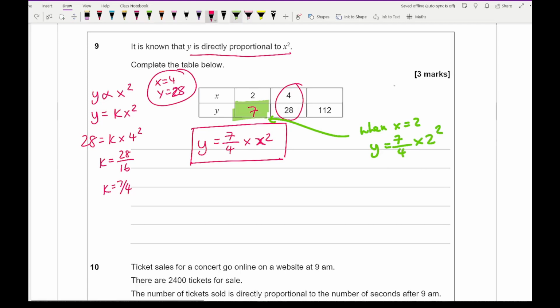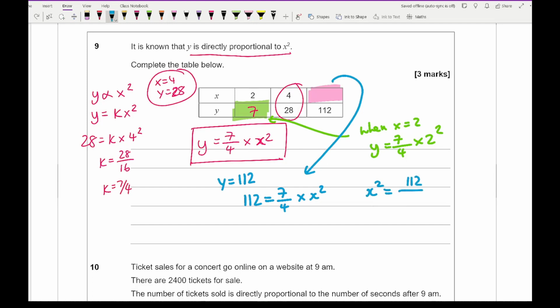Then for this number here, I get when y equals 112. So 112 equals 7 over 4 times x squared. So then x squared equals 112 divided by 7 over 4, and x squared equals 64. So therefore x is going to equal 8.